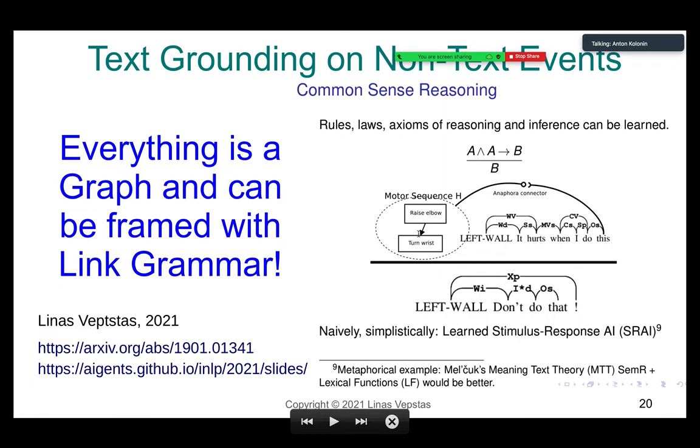So here you can see that one link grammar is connecting particular events or physical movements of a particular person or a robot, like raising the elbow and turning the wrist. Another piece of link grammar is connecting the words representing the saying, like "it hurts when I do this." And then there is another link of some higher-level link grammar, which corresponds to some anaphora connector between the textual representation of the world and the physical state of the world. And then, moving forward through the experience of the patient-doctor interaction, another event of this experience is the doctor saying that you don't need to do that, which can also be broken down into links. So you can have links at the language level, links at the physical events level, you can connect them by another sort of links, and you can build it into a sequence by other sorts of links.